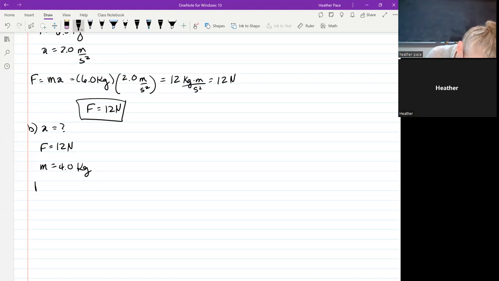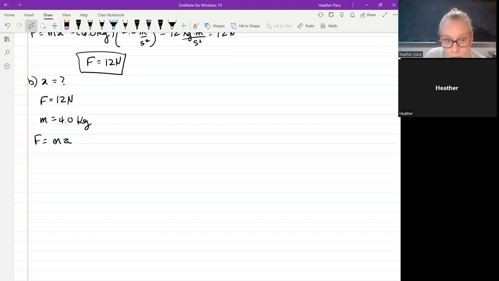So again, we've got Newton's second law. Know it, love it. Force equals mass times acceleration. This time we are solving for acceleration. So we want to rearrange this to solve for acceleration. In order to do that, we're going to divide both sides by m. We're going to get A equals F over m. Plugging in the values that were given.